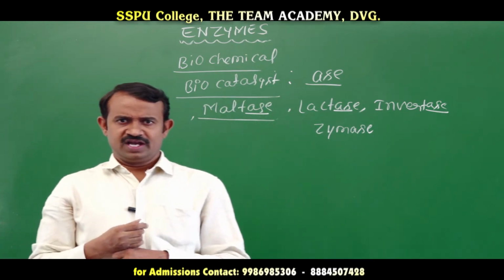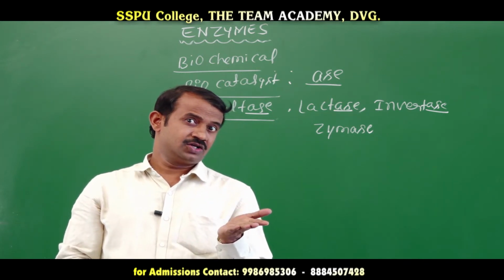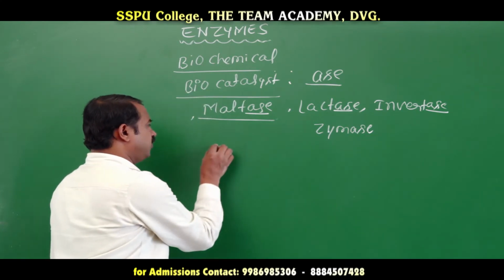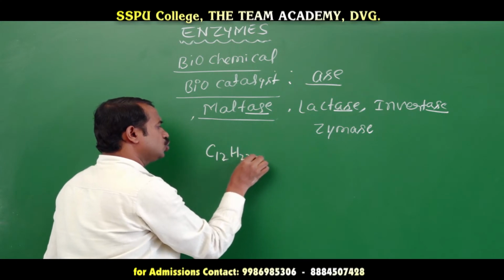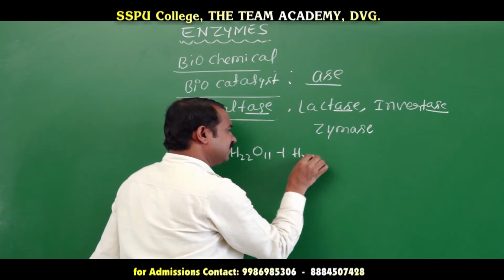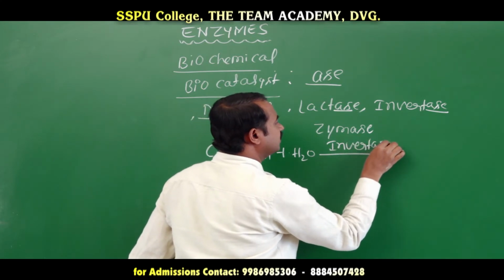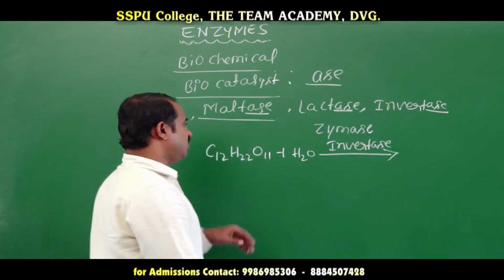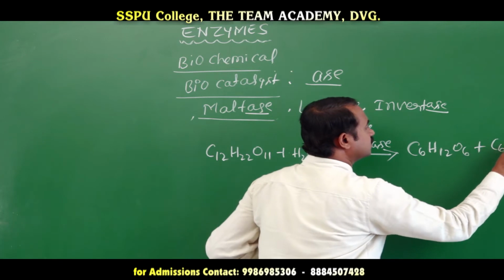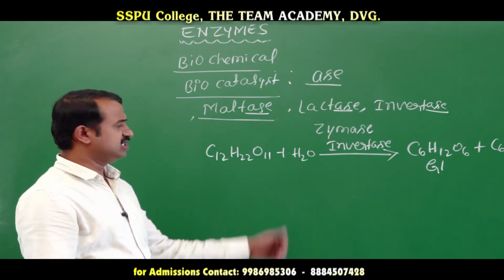This is the enzymes. If you take a disaccharide, it undergoes hydrolysis in the presence of acid to form two monosaccharides. Take sucrose, with formula C12H22O11, which undergoes hydrolysis in the presence of an enzyme. The enzyme's name is invertase. Invertase converts it to glucose plus fructose. This is also an enzyme.